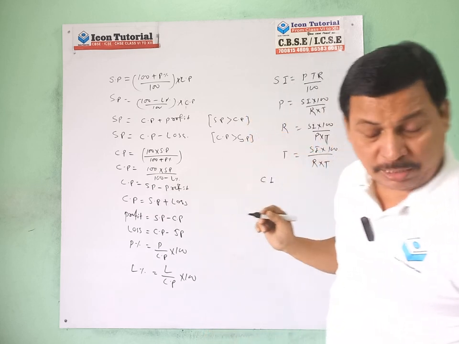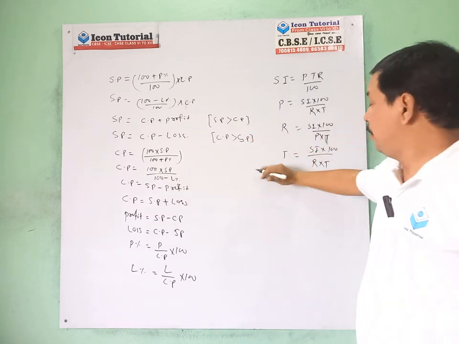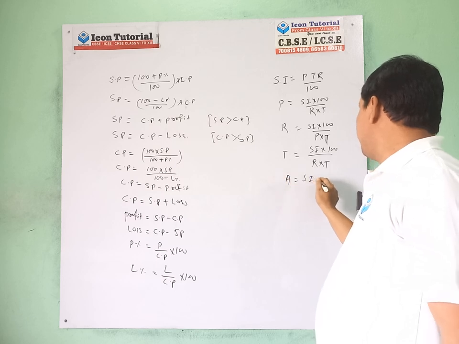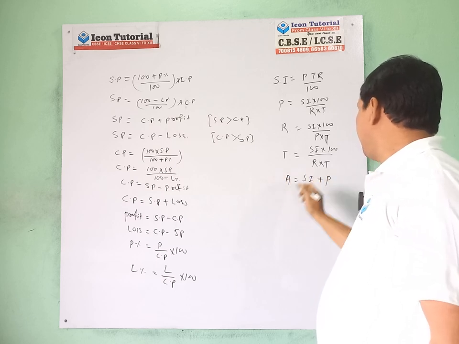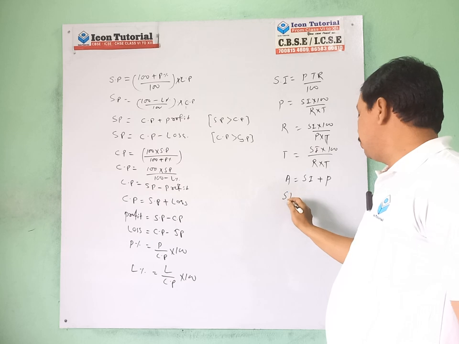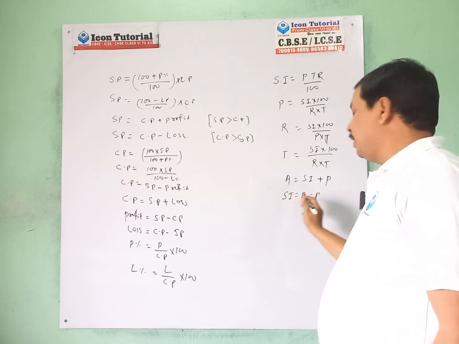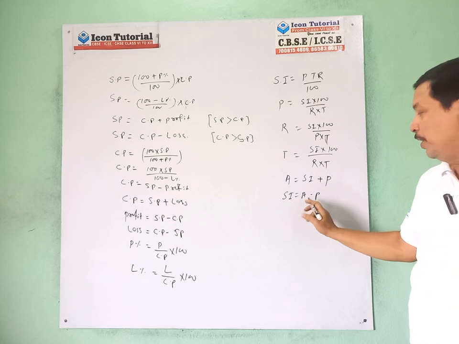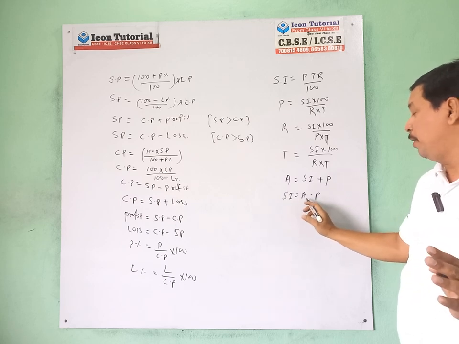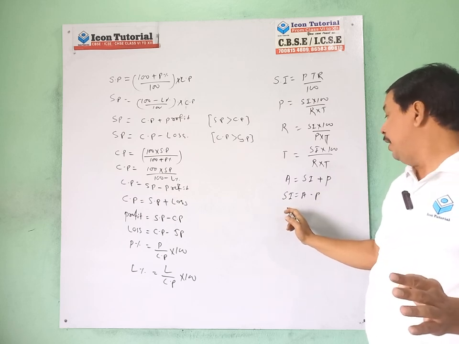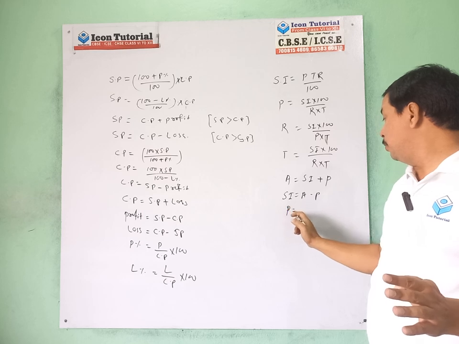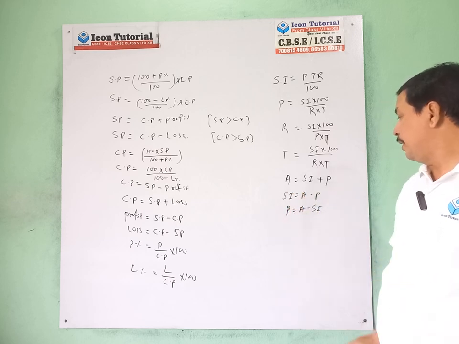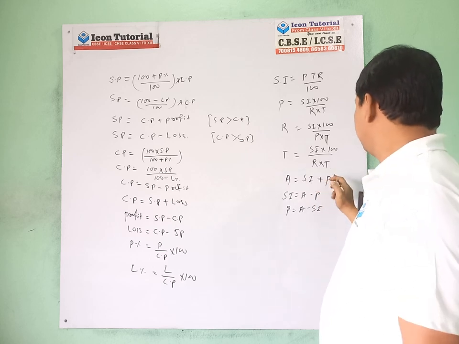So here also one more formula, I forgot. Here I have one more formula, that is amount. Amount is equal to SI plus P, and SI is equal to A minus P. Are you getting? Okay, this is simple interest, compound interest, simple interest, amount and principal. Then P is equal to A minus SI. So A, SI, P. Okay, this is also one more formula.